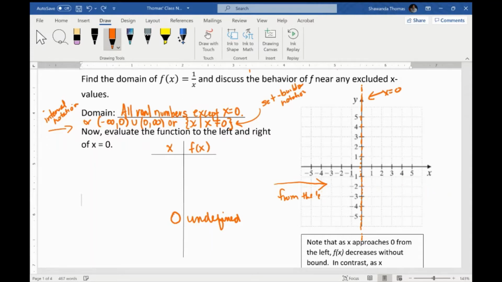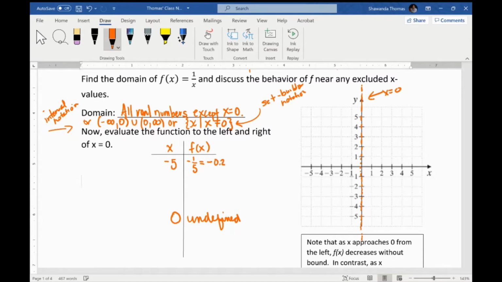We're going to plug in a number like -5 and see what happens. So we plug -5 into this function. What do we get? Negative one fifth. What is that as a decimal, because we're trying to graph it? Negative 0.2.